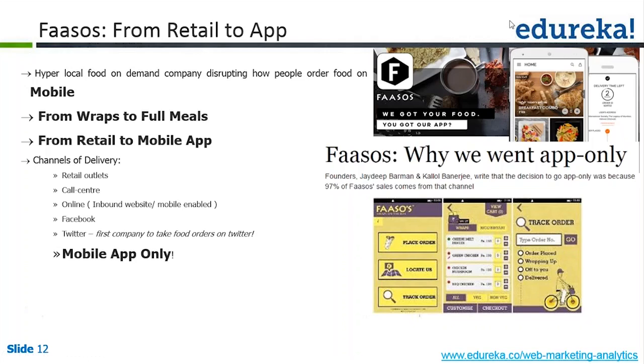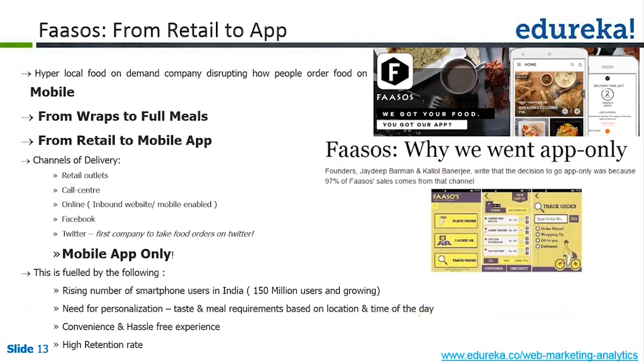So there was an article recently where Jaideep went on to talk about the decision as to why they went app only. Because he claims 97% of Fasos's sales comes in from mobiles. It's not too hard to actually delve into the reasons, because in a country like India, where the smartphone users number is only rising, right? We're at 150 million and counting. There is a need for personalization around both taste and meal requirements. So Fasos has latched onto that pretty well.